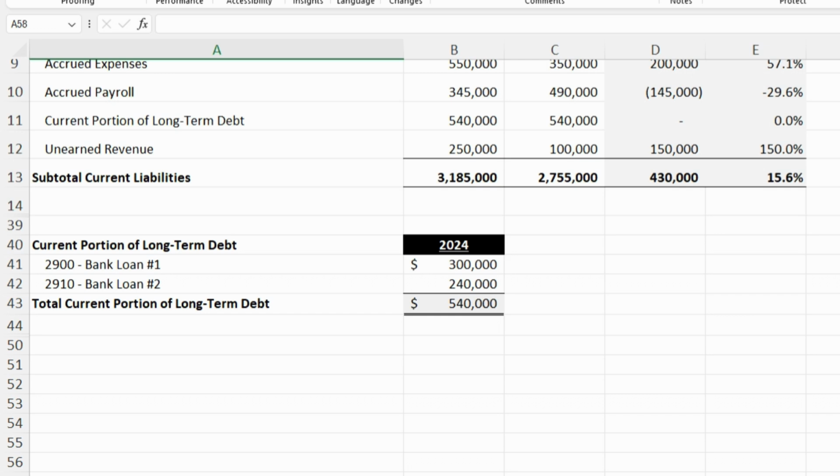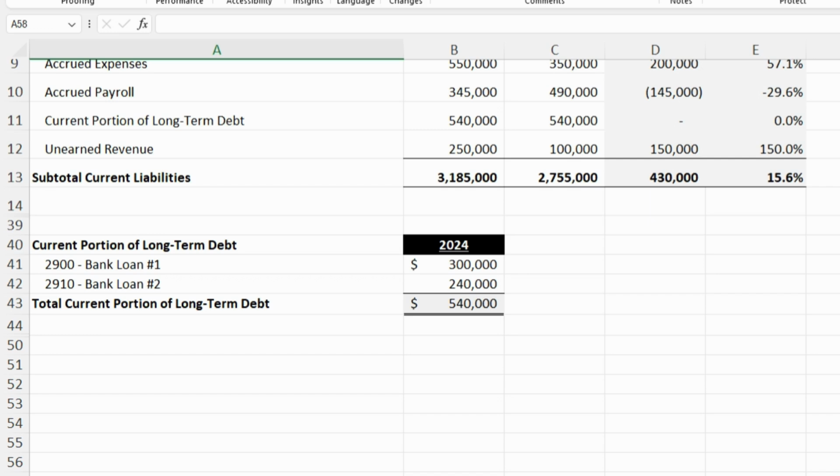Normally, you're not going to put your long-term debt in current liabilities, except for what is due within the next year. So we have 2 GL accounts here, 2900 and 2910. We have 2 bank loans, and each of these bank loans is going to go out more than 1 year.